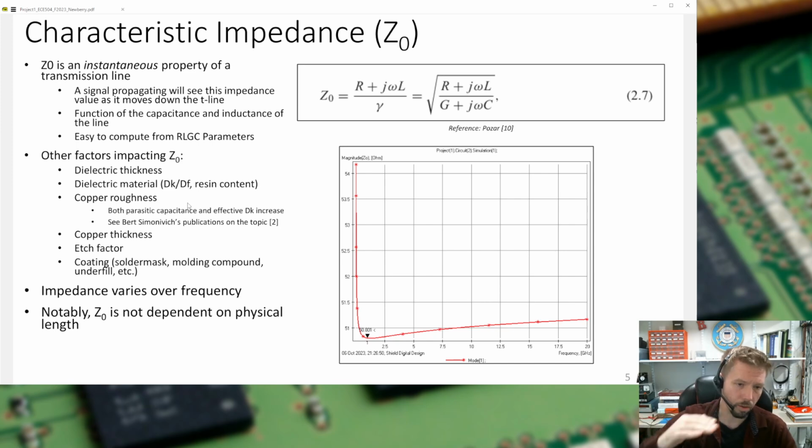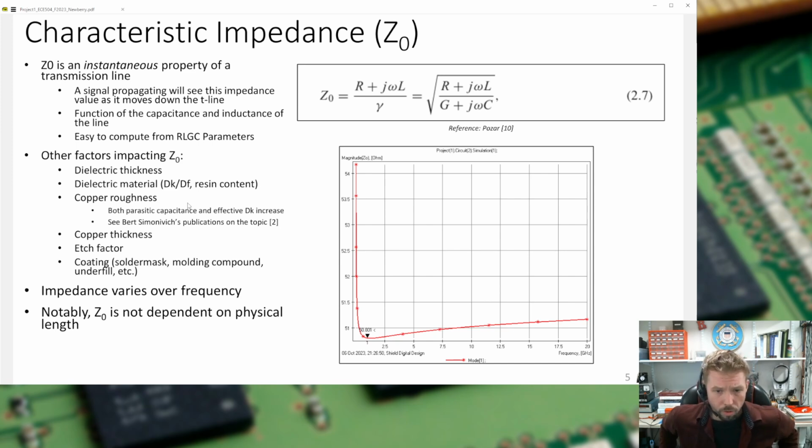If you use a thicker signal trace, you're going to have slightly higher capacitance value, so a little bit lower impedance. Etch factor, if you have a rectangular cross-section on your trace, or if you have some etch back, causing your trace to be slightly trapezoidal, that will increase the impedance. And then also, if your microstrip is coated with, say, a solder mask, a molding compound, or some sort of underfill, that's also going to affect the impedance.